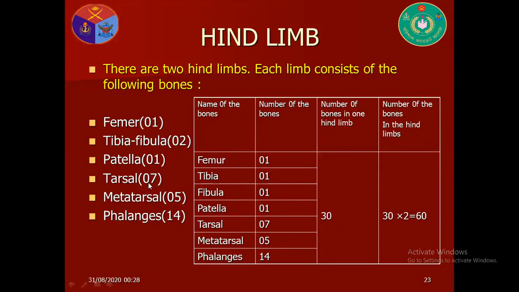This is the tarsal, but in the forelimb it is called carpal, and its number is 8, but the tarsal number is 7. Metatarsal is a hind limb bone, but in the forelimb it is called metacarpal, and its number is 5 in both. Phalanges number 14 in the hind limb, and in the forelimb the number is also 14. So the forelimb consists of 30 bones and the hind limb also has 30 bones. So a total of 120 bones are found in the forelimbs and hind limbs.